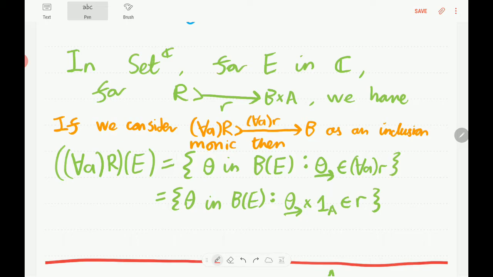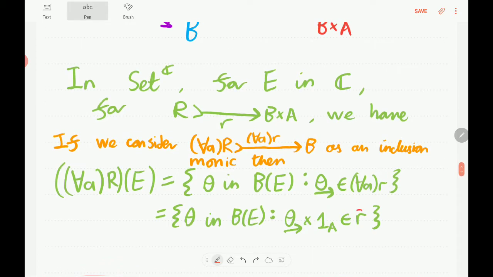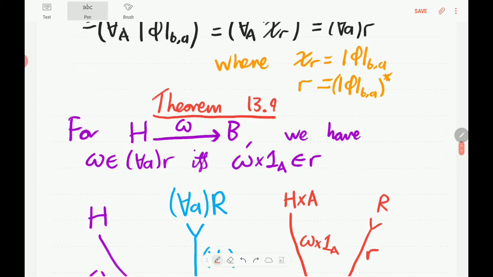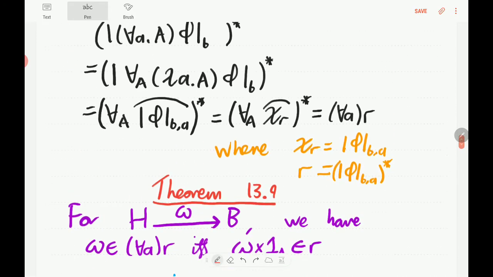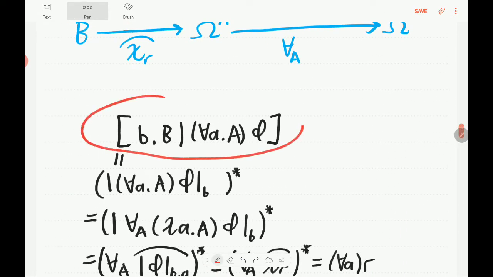So this is nice because we can manually check if this arrow, theta under arrow times identity of A, is going to be in R for these different theta in B of E here. And therefore we can really compute the nature of this subset. And this really allows us to get a handle on the nature of this subobject in set to the power of C, which, as we see here, does really occur in this Mitchell-Benabou language quite a lot.